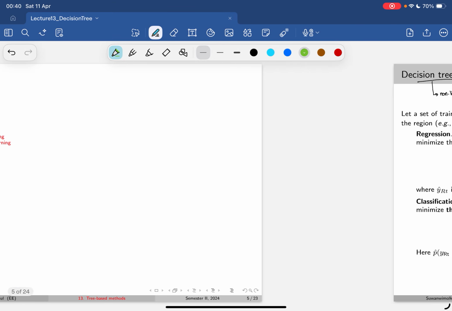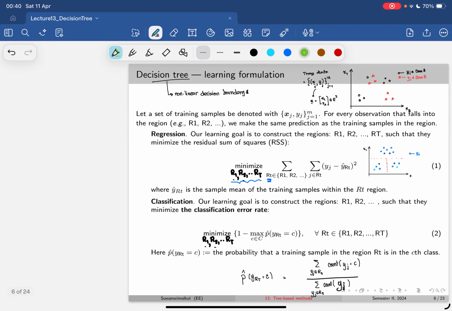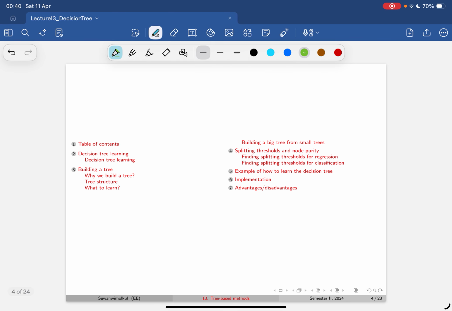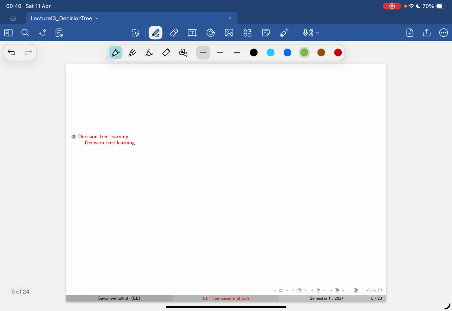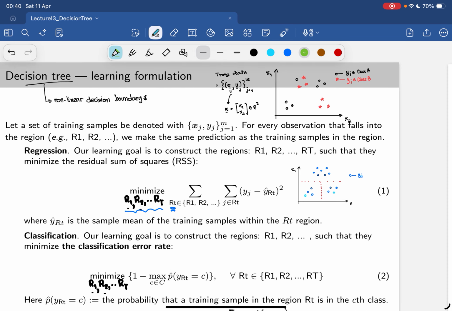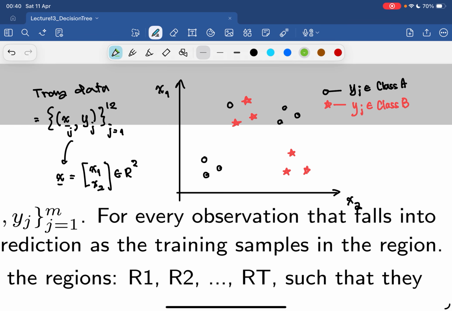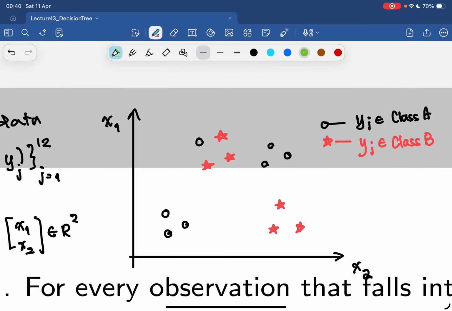Okay, so in this lecture, we will continue with the topic of decision tree. In this topic, we will go over what a decision tree is and how it works, and also how it performs, including how it's implemented, and finally the advantages and disadvantages. Again, decision tree is a tool for classification, but it can also be used for regression as well. So why do we want to consider this tool?